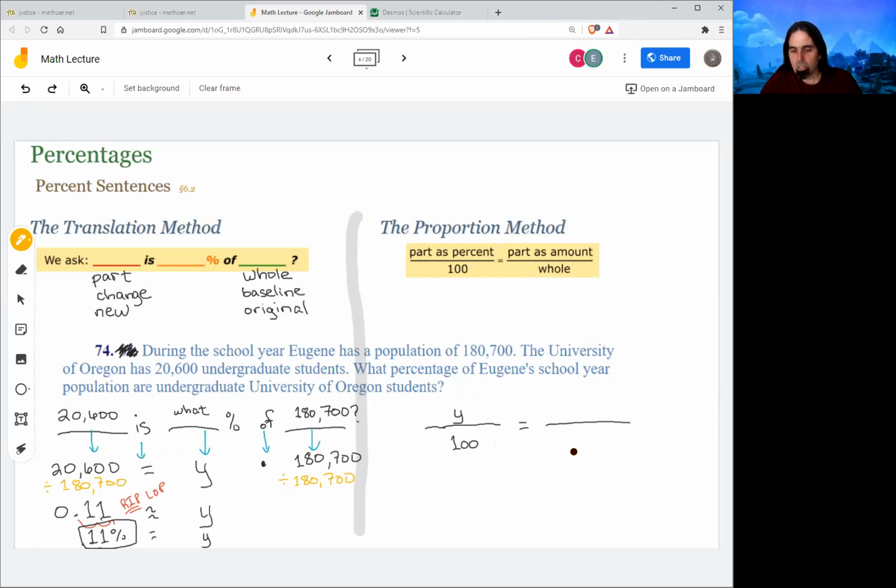On the other side, we need part over whole as numbers. So you would do the same thing. You would look at the paragraph, you'd say the part is the 2,600 and the whole is the 180,700, for exactly the same reasons we said that that was the part and that was the whole last time. Then we cross multiply.